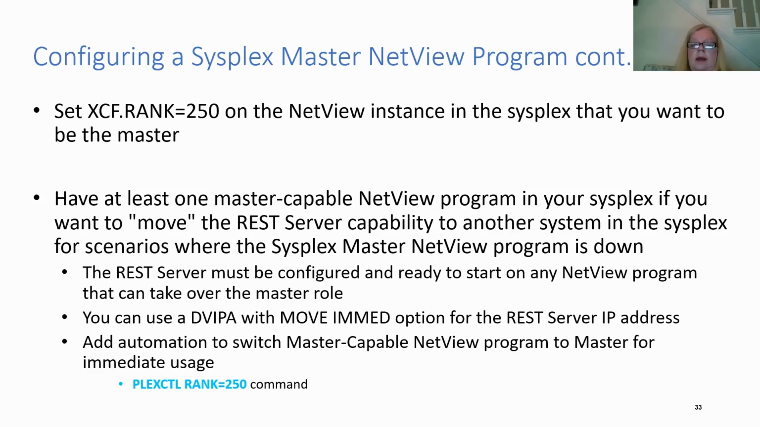But the automation that I mentioned, we have a NetView command that lets you promote a NetView to master, no matter what's configured, by issuing what we call the Plex control command. You can say Plex control rank equals 250. So if you have some automation, if you're failing over, if your master NetView goes down, then you can use that command to force another NetView to automatically become the master quickly.